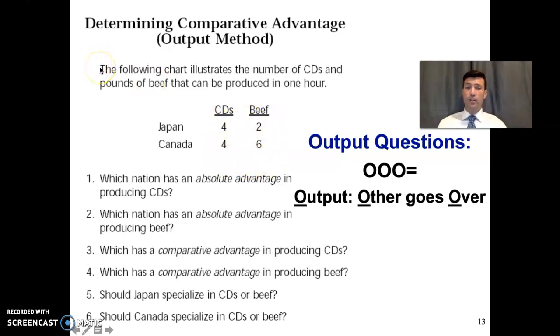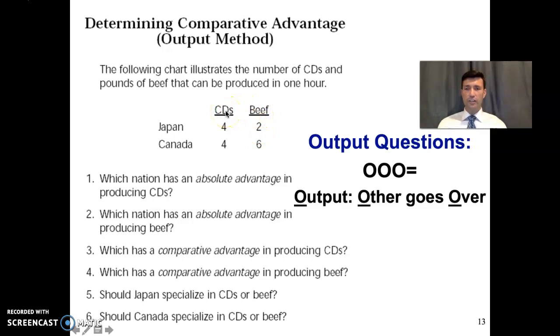The setup to the question also helps us determine this. The following chart illustrates the number of CDs and pounds of beef that can be produced in 1 hour. So this is number of units produced. Okay, so number of units produced is an output. So we know that this is an output question. And for an output question, the other goes over. What's that mean? So what's the cost of CDs in Japan? The other, which is the number of units of beef Japan can produce, goes over.